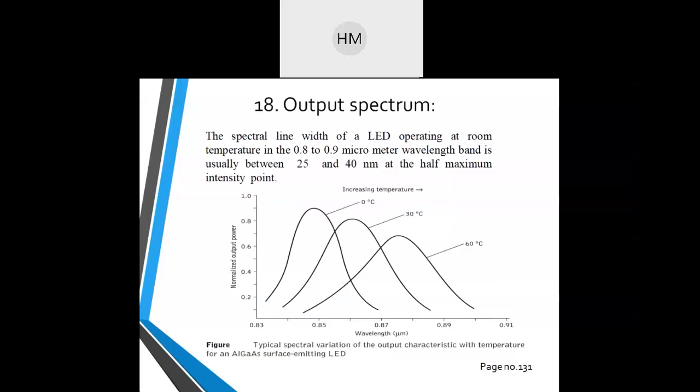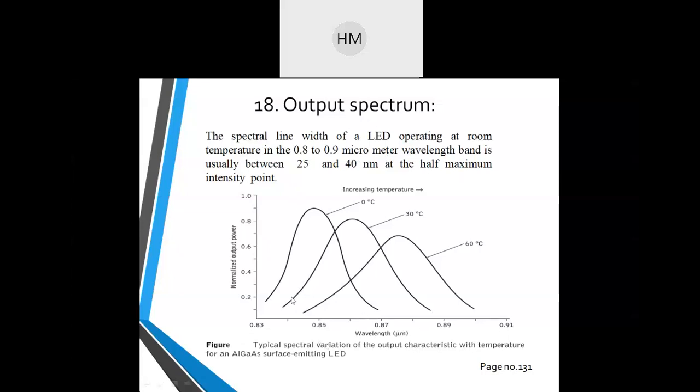Next is your output spectrum. ठीक है. Output spectrum क्या है? See, always whenever light is coming out of your device, we will always see the spectral line width. स्पेक्ट्रल लाइन विड्थ क्या है, मेरी जो लाइट प्रोड्यूस हो रही है डिवाइस से, ठीक है। The spectral line width of LED operating at room temperature at 0.8 to 0.9 micrometer wavelength band is usually between 25 and 40 nanometer at the half maximum intensity point.